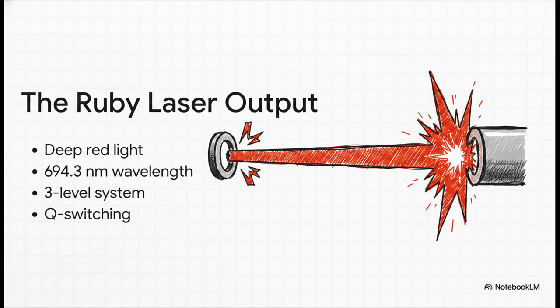This 3-level solid-state system can even be manipulated with fast shutters, a process called Q-switching. This prevents the laser from firing until the maximum possible energy is stored, which compresses all that power into single pulses reaching peak powers of several gigawatts.